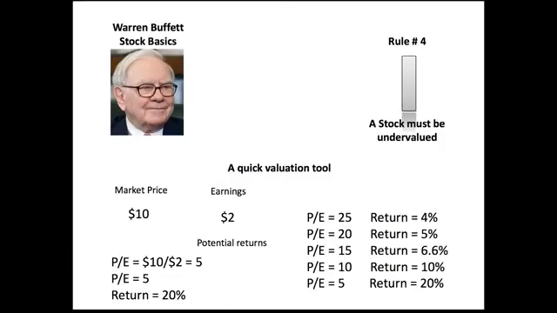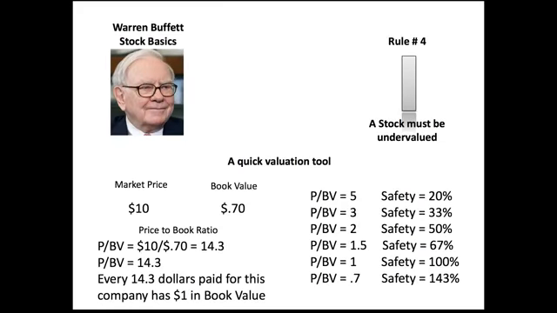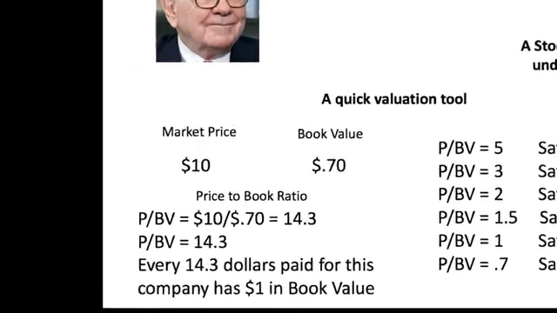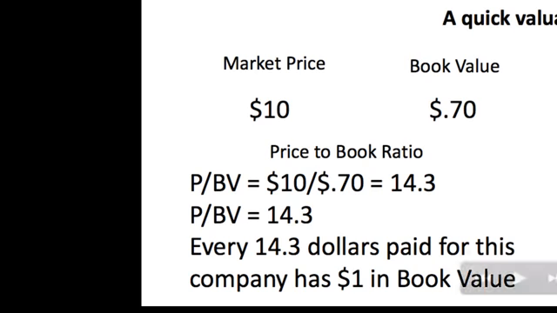Now let's look at the price to book value. This is a ratio that we haven't looked at yet, and it's called the price to book value ratio. We're pretty much doing the same thing that we did with the PE ratio, in that we're taking the price, which is $10, and dividing it by the book value. And when we do that, you come up with a ratio. If you look there, we're taking $10 divided by 70 cents, and that gives us a ratio of 14.3. So what in the world does 14.3 mean?